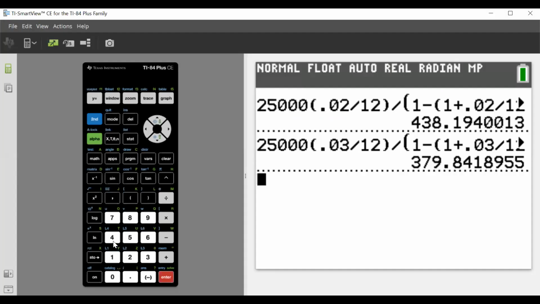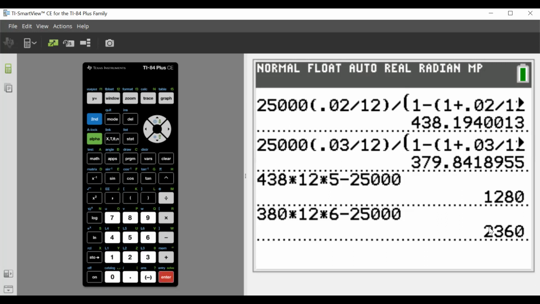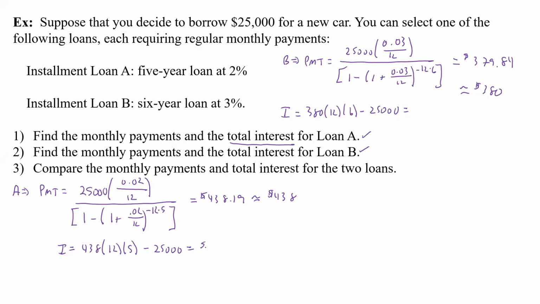All right, so we had 438 times 12 times 5 minus 25,000. So that one's 1280. The other one, we said it was going to be 380 times 12 times 6 years minus 25,000. And so here we're going to pay $2,360 in interest. All right. So here our interest we said was only going to be 1280. Here we said our interest was 2360. All right. So that now gives us all of part one and part two.